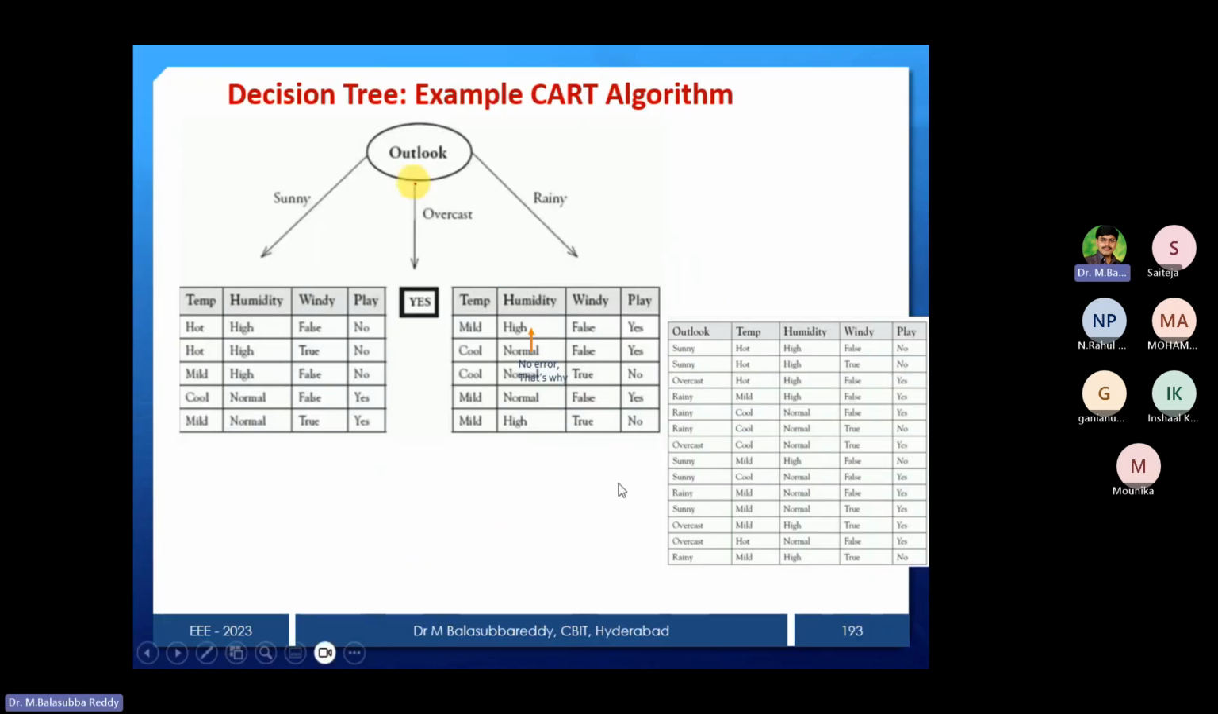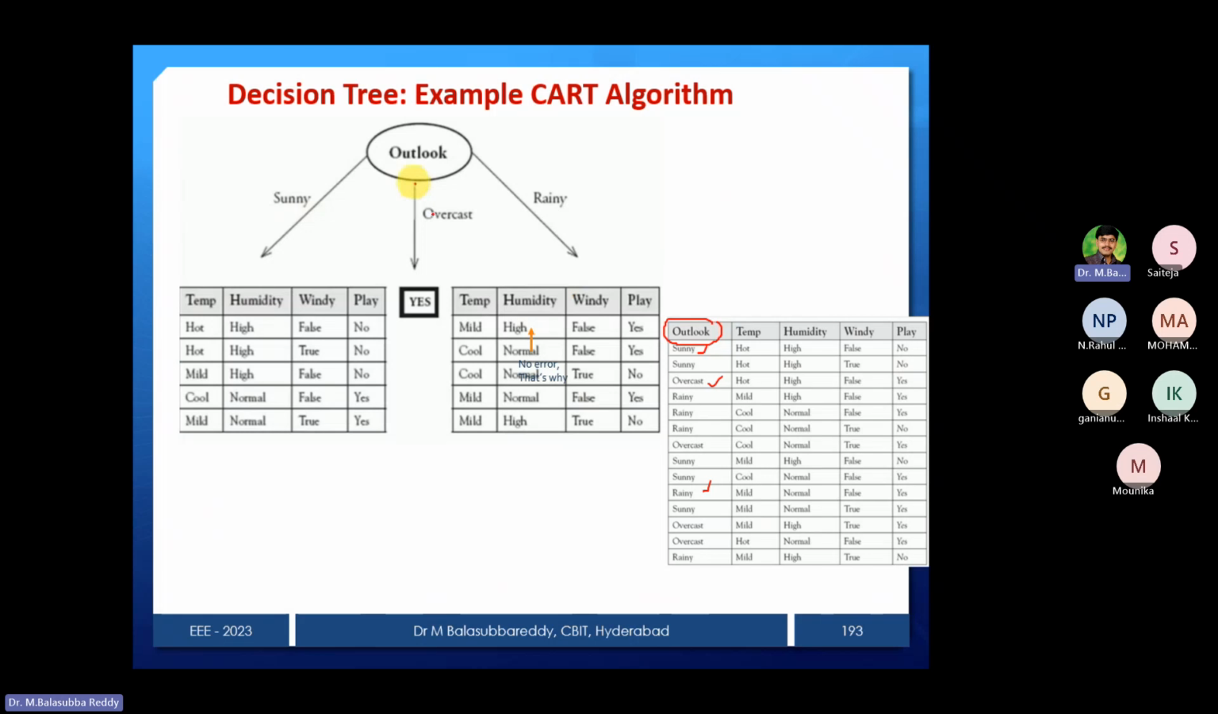Now you see, first you have to select the root node. As per root node, I already took overcast. Outlook is your root node as per the calculation part, which has the minimum error. We got it. In the outlook, again, how many things are there? Sunny is there, overcast is there, and rainy is there. In that, which is yes, I concluded already because it is a minimum error.